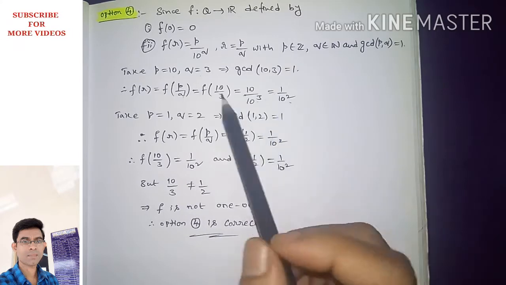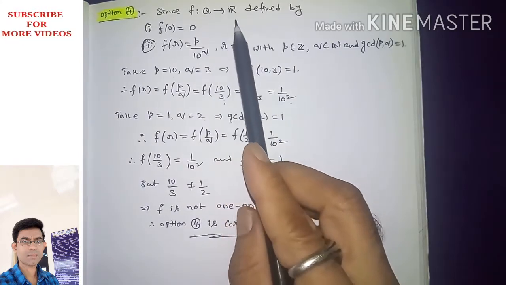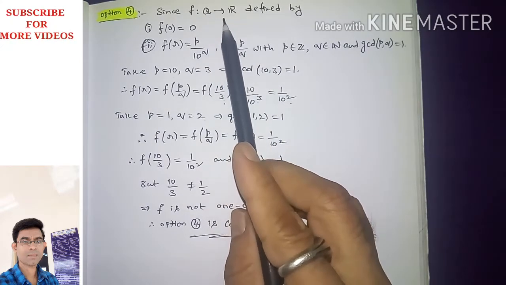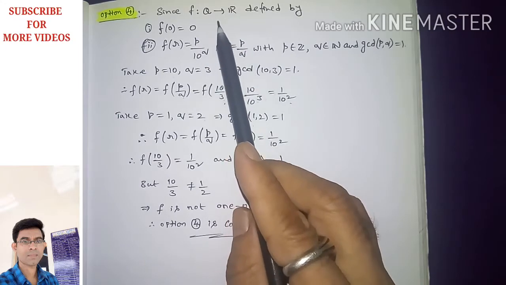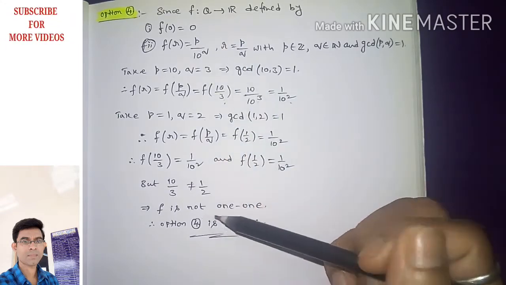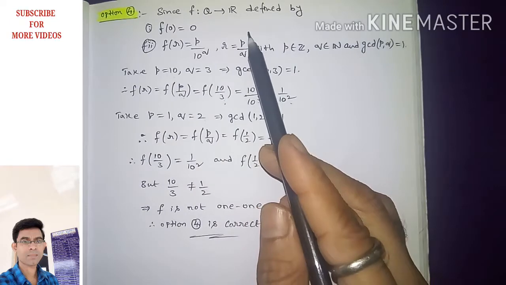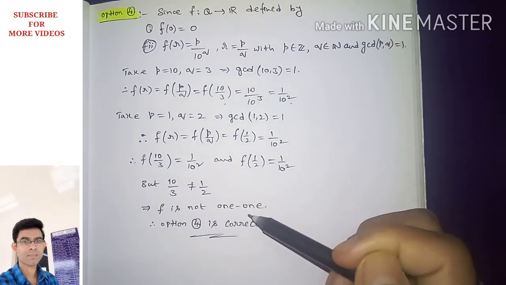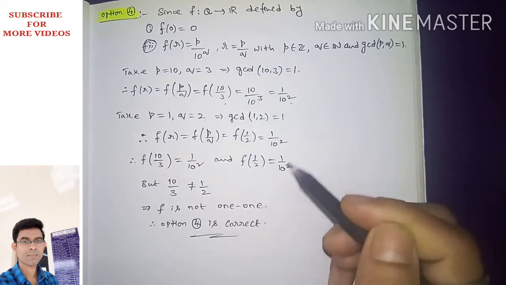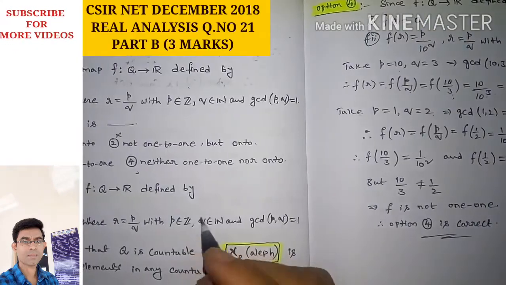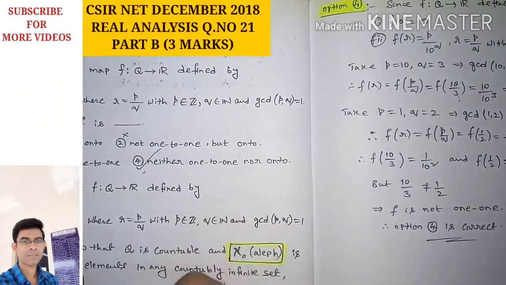So clearly f is a mapping from Q to R, where the cardinality of Q is less than the cardinality of R. So clearly f is not onto, and f is not one-one. So option number 4 is the correct one.